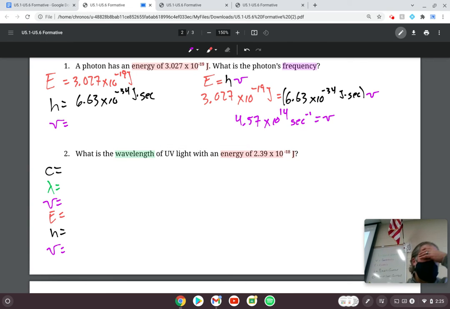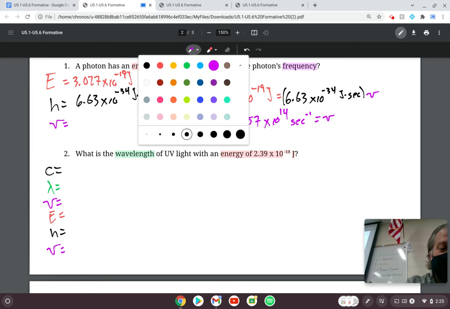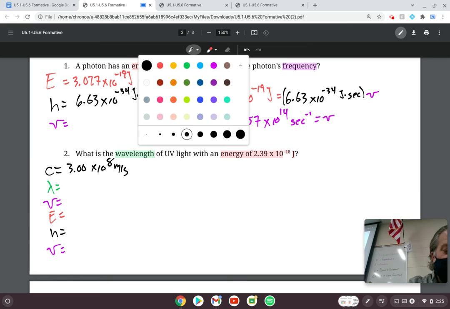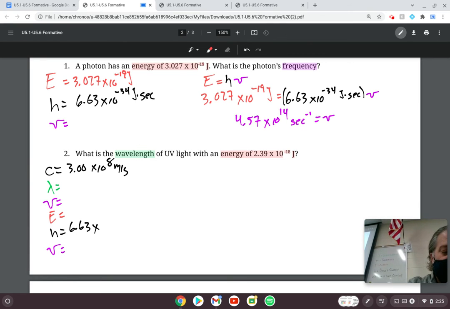Just like we did in the homework, we're going to identify what we know. We know that the speed of light constant is 3.00 times 10 to the 8 meters per second. We know that Planck's constant is 6.63 times 10 to the negative 34 joule seconds. And the problem tells us the energy is 2.39 times 10 to the negative 18 joules. Given the information that I have, I'm going to need to use both formulas at some point. And given that I have energy and Planck's constant, I can solve for frequency.